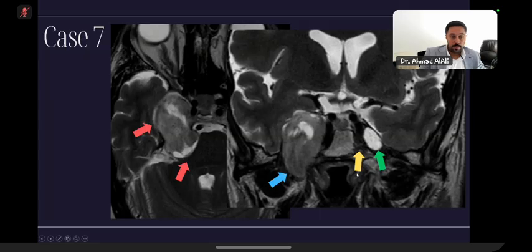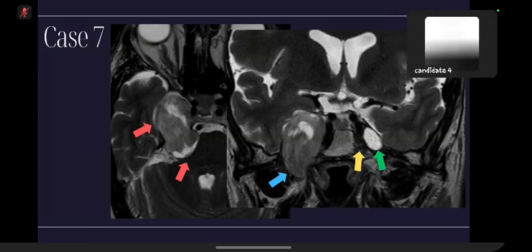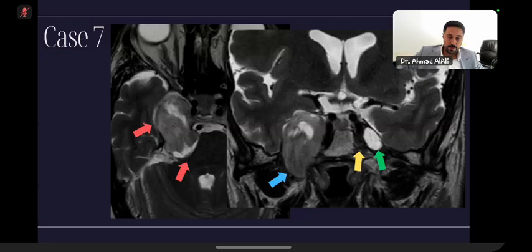Candidate number 4, what is the yellow arrow pointing to? So this is probably the cavernous segment of the ICA. Yes, this is the cavernous sinus. As you can see, this is the cavernous sinus, and also it's obliterated on the right side because it's compressed, but it's not invaded.